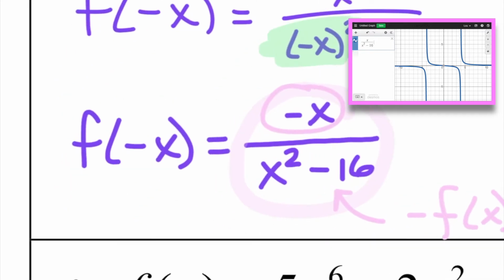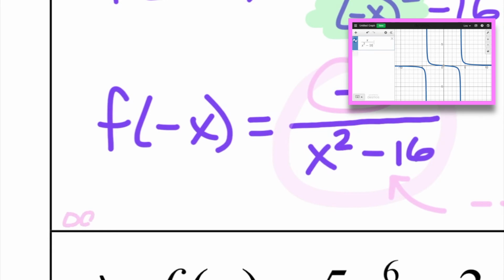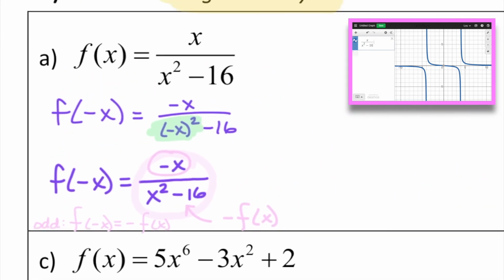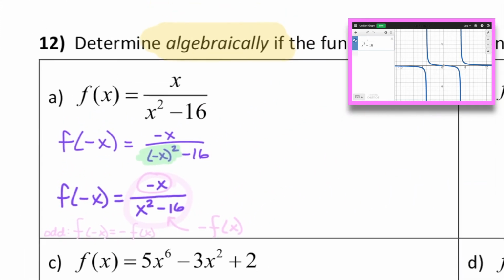And that is what makes something an odd function. An odd function is when f of negative x becomes negative f of x. That's your odd function. And so here my answer is going to be odd.